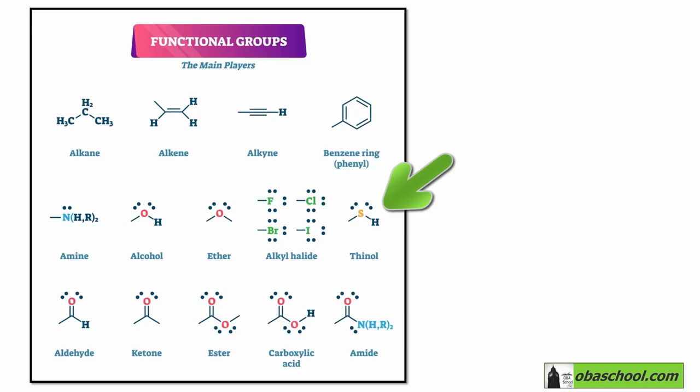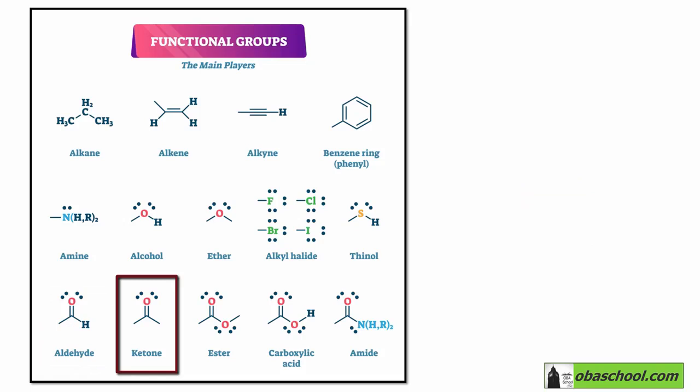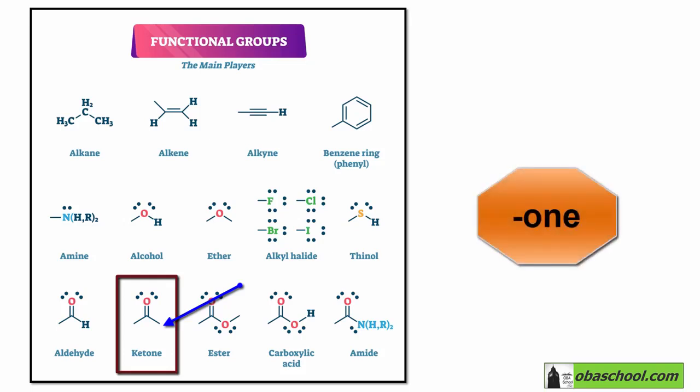We have aldehydes, so we have a carbon which has a double bond with an oxygen atom, and we have an H group. This is an aldehyde. To name aldehydes, we will add the suffix al to the end of the name. So for example, we have ethanal. Ketones are similar to aldehydes. However, we don't have a hydrogen here. We will have a carbon atom or more than one atom, so it may be a chain also. To name ketones, we will add one to the end of the root. For example, we have propanone.